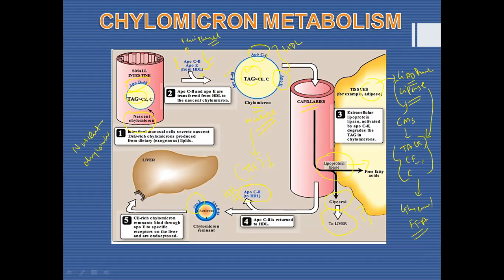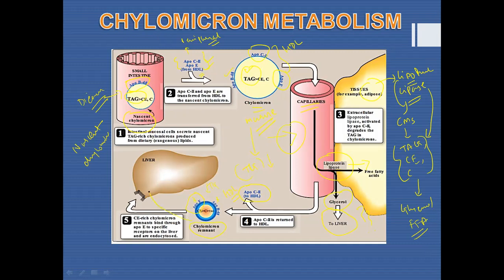And this type of chylomicron, which will have a low TG, ApoE and ApoB48, is known as the chylomicron remnant. Okay, so the purpose of the chylomicron, which was to deliver the dietary lipids to the peripheral tissue, has been achieved, and the remaining part is known as the chylomicron remnant.